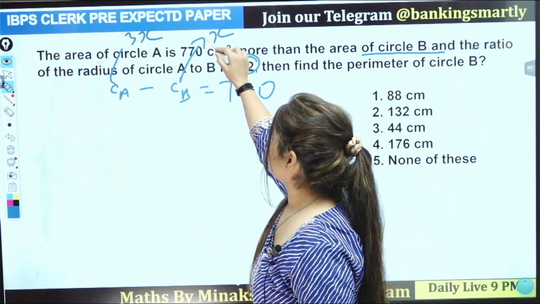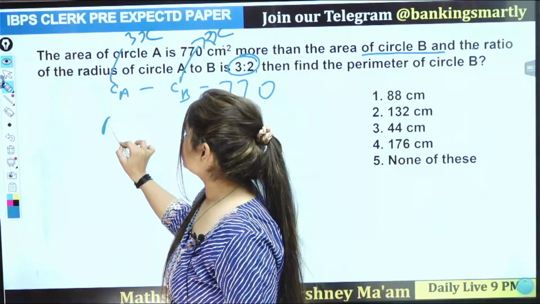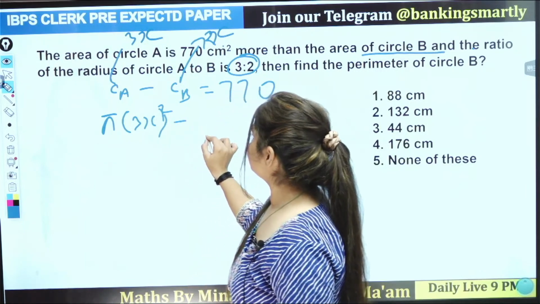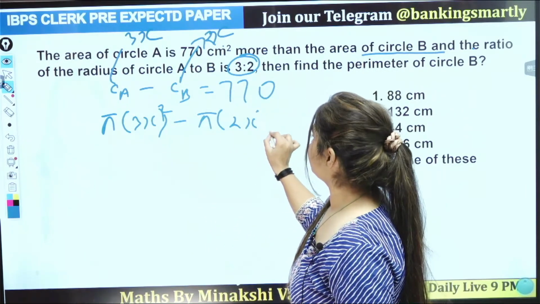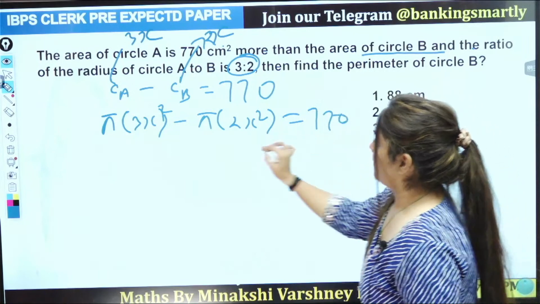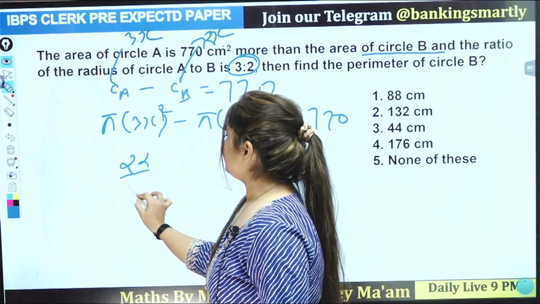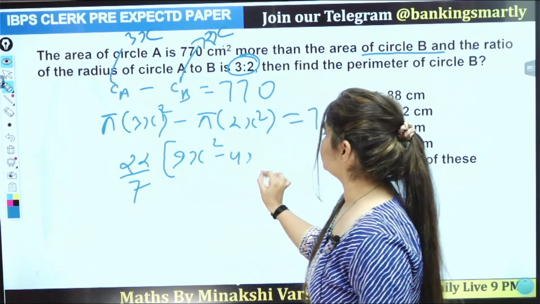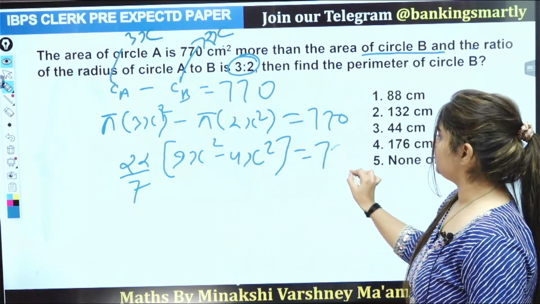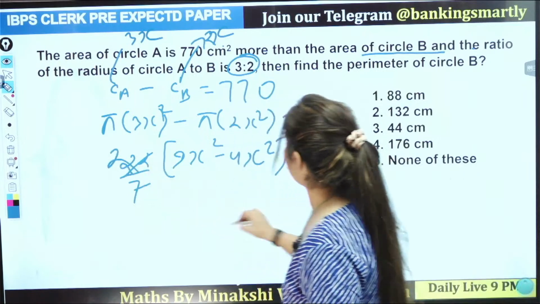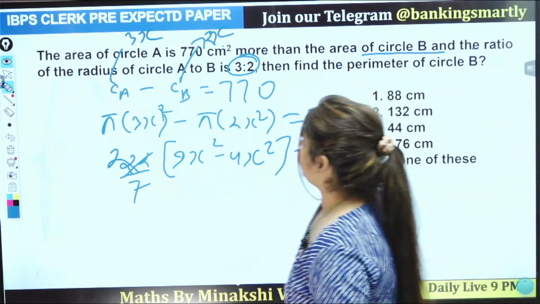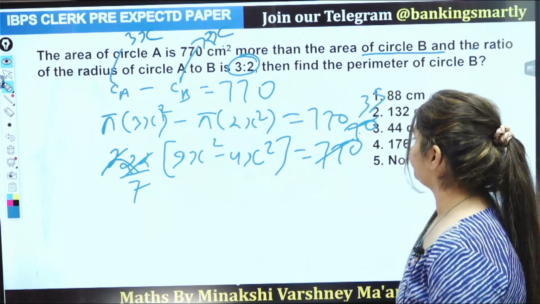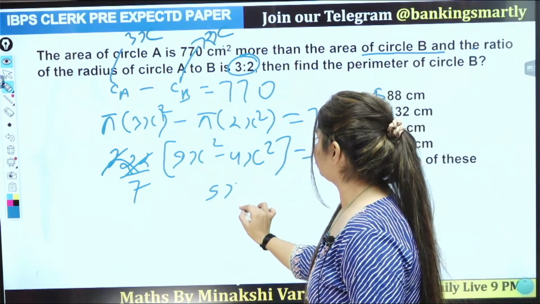Now we have to apply the formula. That is pi R square, that means pi 3x square minus pi 2x square. Now pi is common, that means we can take 22 by 7 here. 3 3s are 9x square minus 4x square is equal to what? 770. Now 11 2s are, or 11 7s are, 2 3s are and 2 5s are. Okay, now 5x square is equal to what?